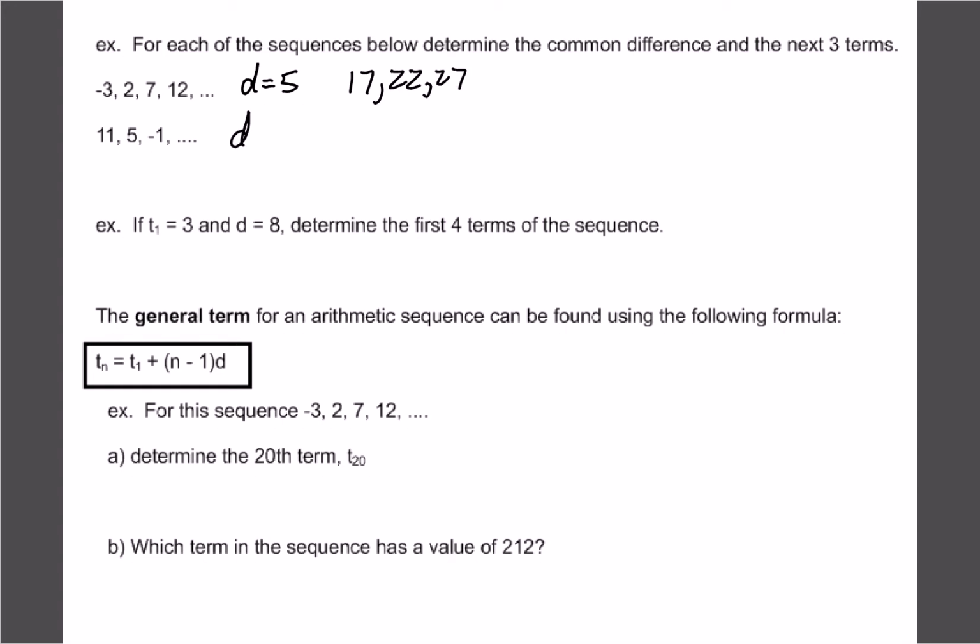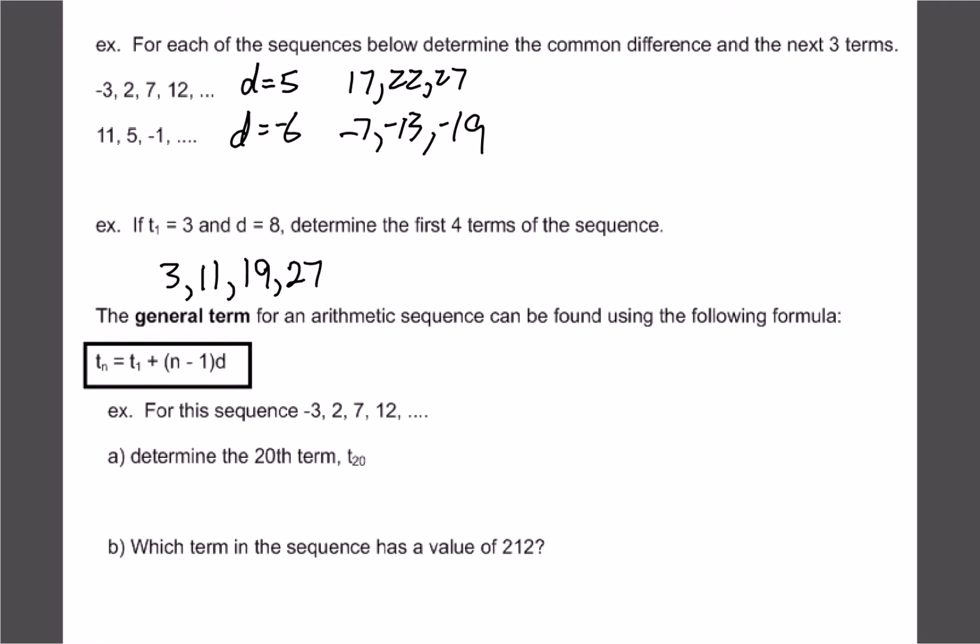This one you can see our common difference, we're subtracting 6 each time. So our next few terms would be -7, -13, and -19. Okay, another way we could write it is they could give you some information. In this case we know our first term is 3, our common difference is 8, so that means we're going to be adding 8 each time. So we have 3, 11, 19, 27.